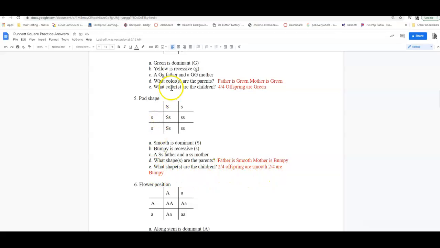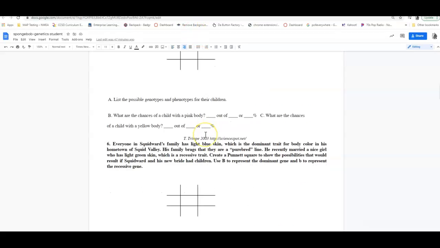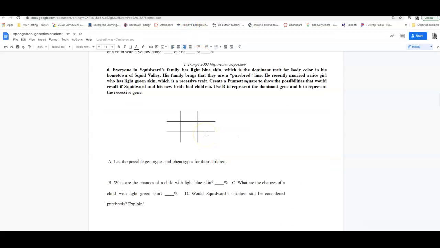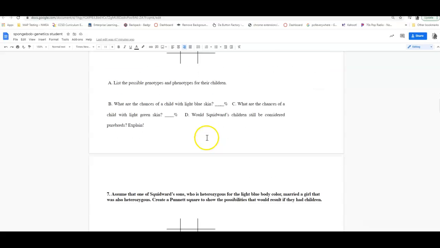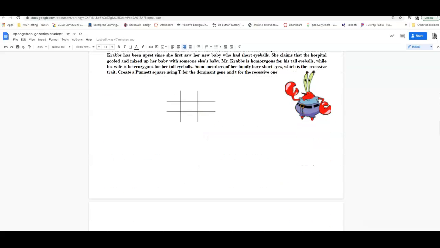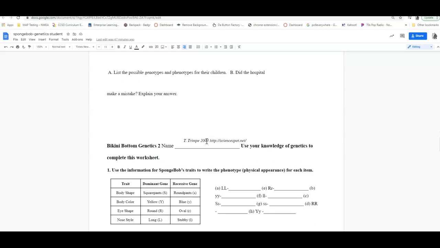Okay, so when you are finished with putting this in, go ahead and work your way through the SpongeBob genetics assignment, and do the same thing. If you get stuck on any questions on that, make sure you ask, and we will go over them. Because they ask them a little bit differently than they did on the last assignment.